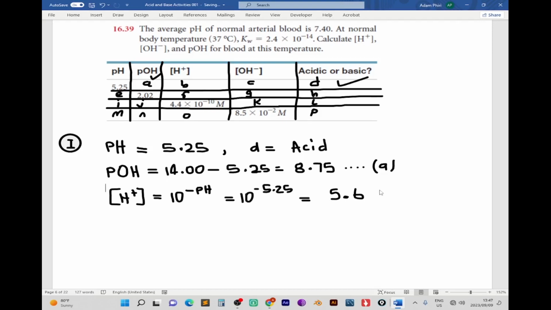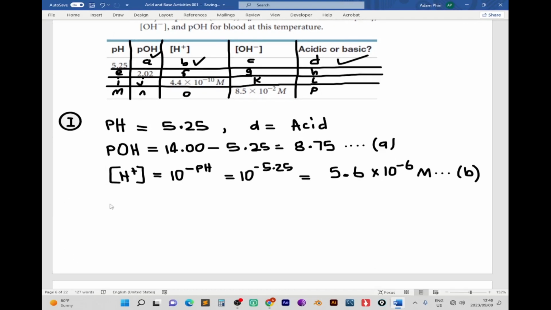Our value will be 5.6 multiplied by 10 to the power negative 6 molarity. So that one there is a value for C. I think that should be B, if I'm not mistaken. Yeah, that should be B. So B is concentration of acid. So concentration of base, we need to divide Kw by the acid.